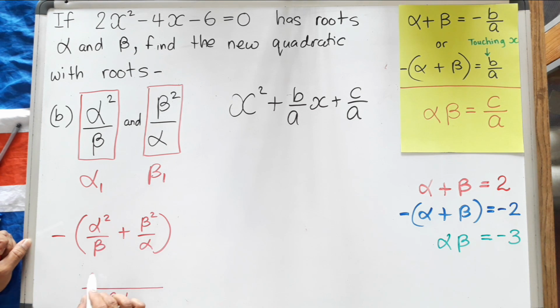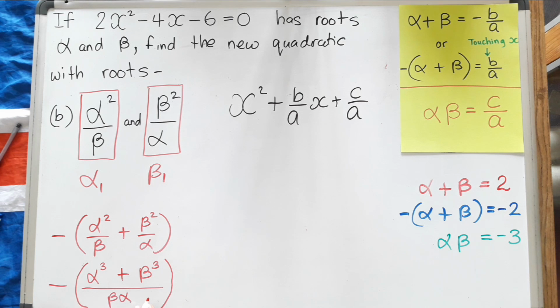Alpha by alpha squared is alpha cubed. Alpha into this is beta. Beta by beta squared is beta cubed. So all we need to do is work this out and apply a minus sign there. Run into a little problem here: alpha cubed plus beta cubed.